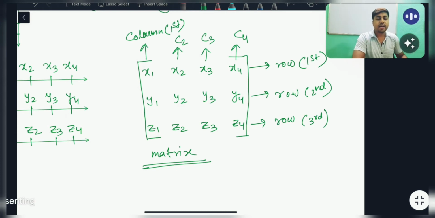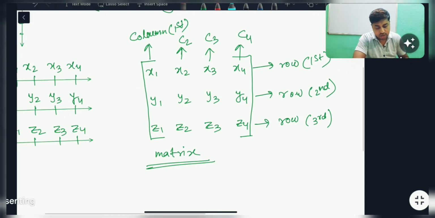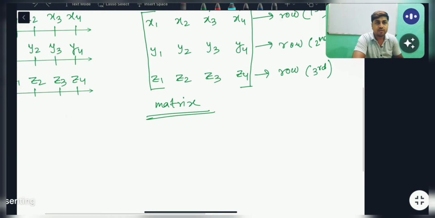How many vertical lines can you draw through the numbers? One vertical line, 2 vertical lines, 3 vertical lines, 4 vertical lines. We can draw 4 vertical lines through the numbers. That means there are 4 columns. You can see how many vertical arrangements there are. That is called the number of columns. How many horizontal arrangements are there? That is called the number of rows. So here, how many columns are there and how many rows are there?